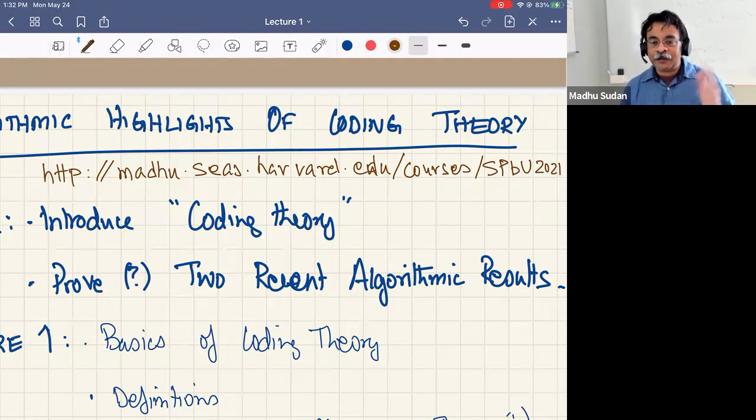Any family of matrices which has the feature that multiplying a non-zero vector by a random matrix gives you a random thing should give you a good error correcting code. Why Toeplitz matrix? A Toeplitz matrix is specified by order of n random bits, and that's why I want to go with Toeplitz rather than a random matrix, which would have been order of n squared. Thank you. That's probably the right answer.